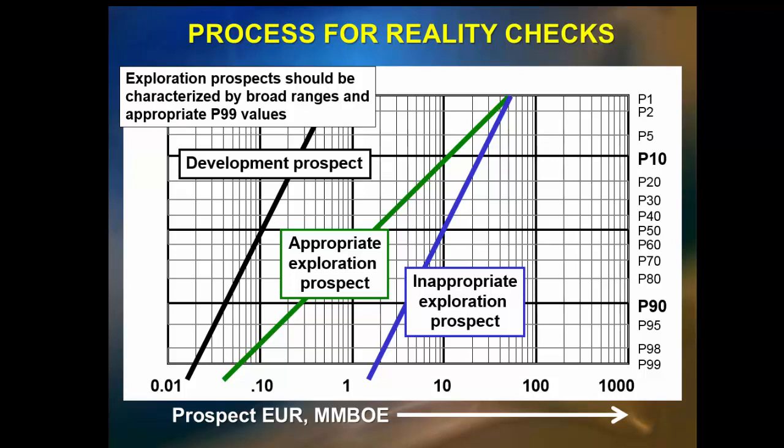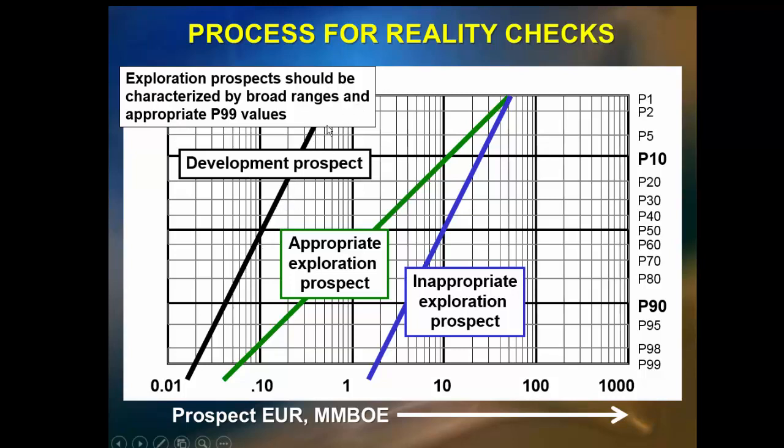Okay? So for example, in a characteristic development project, expected recovery, you see a slope like this, where the P90 was 40,000 barrels. It's a development well, 40,000 barrels. The median was 100,000. The P10 was 300,000 barrels. That sound about right for a conventional development well, more or less? Okay. So notice the slope.